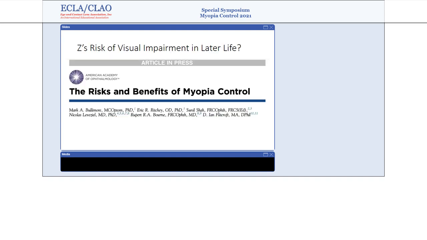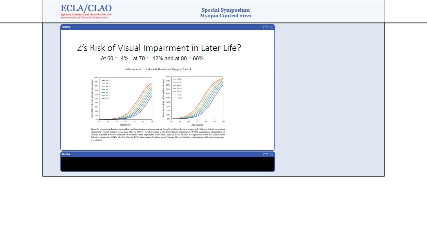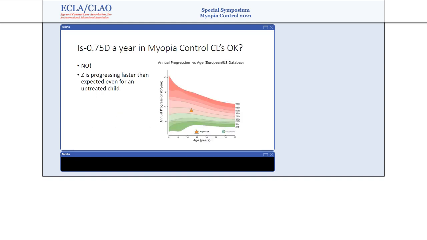In terms of risks and benefits, this paper I was involved with, Mark Bullimore-led, is published online, hasn't hit paper form yet, but it's a summary of both the risks and the benefits. And it contains a couple of graphs which allow you to read off by age, and you see this very strong interaction between increasing age and high myopia and the risk of multi-cause visual impairment, which gives you a sense of how worrying this myopia is.